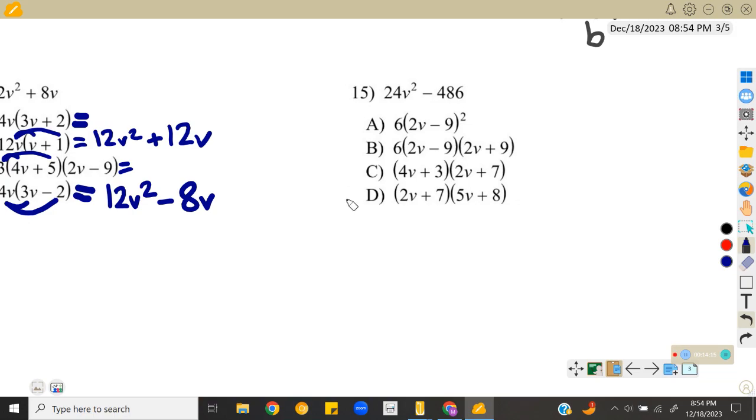Hopefully you did that. If you didn't do it yet, pause the video now. What's 7 times 8? That's 56. And as we've seen from looking at factored forms, the constant terms are going to come from us multiplying the two constants.